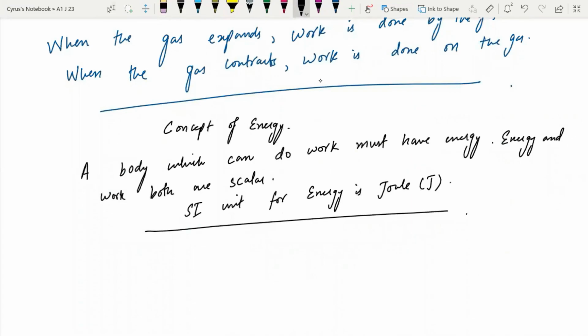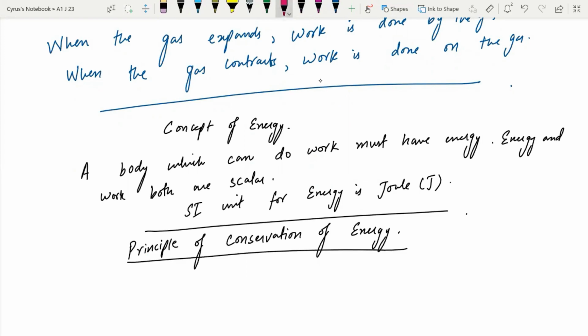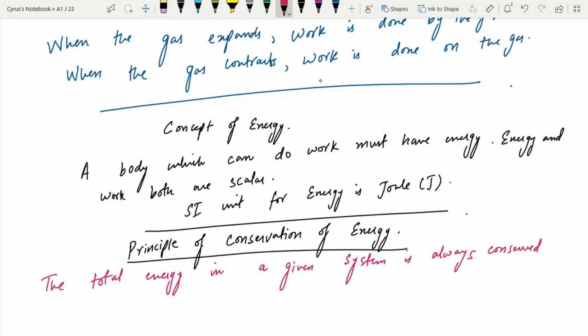This leads us to the concept of principle of conservation of energy. What is the principle of conservation of energy? It says that the total energy in a given system is always conserved. It's always constant.